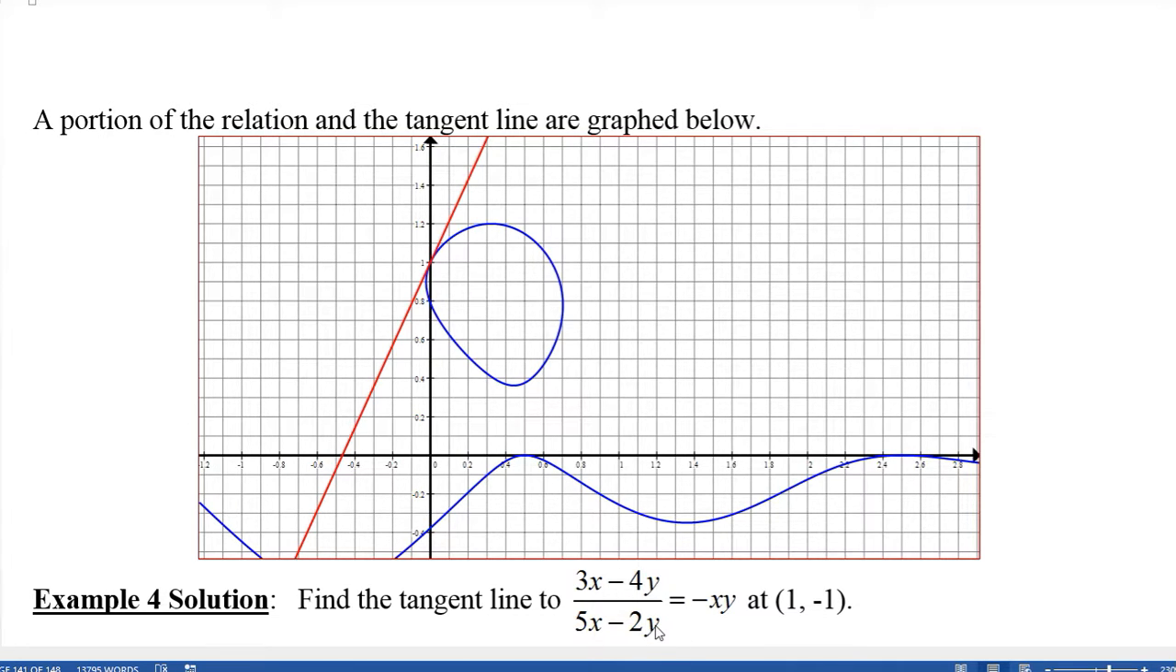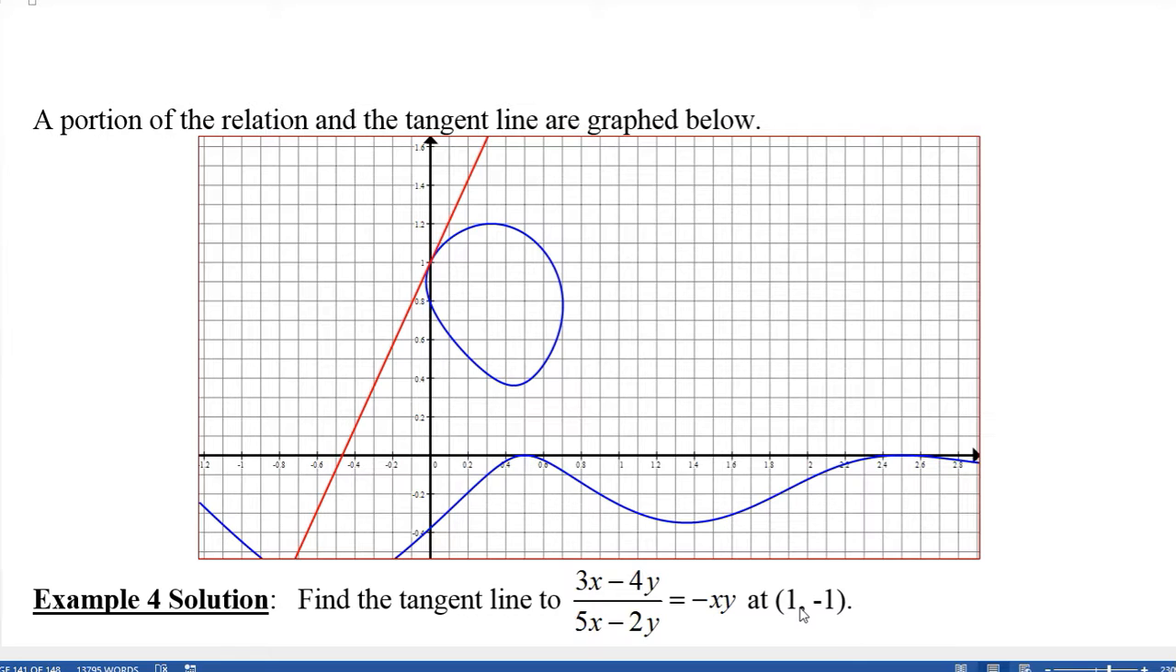And if you remember, what we're trying to do is I give you a formula for an implicit function. The graph up here is for the last one. And then, for example, graph it, and we want to graph a tangent line at a specific point on the curve. Here's from the last example. So here's a new example down here. (3x minus 4y) over (5x minus 2y) equals negative xy. And we want to find the tangent line at (1, negative 1).